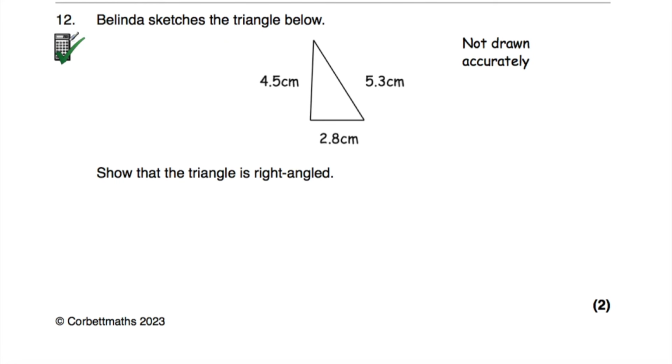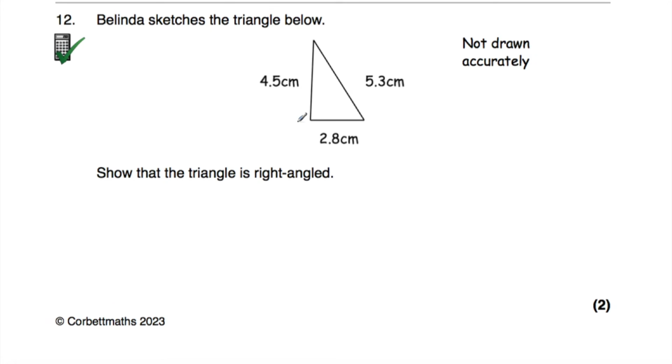Okay, let's have a look at question number 12. So question number 12 says, Belinda sketches the triangle below. So she sketches this triangle, and it says not drawn accurately, so she's just done a quick sketch, but the length of the sides should be 4.5 centimeters, 2.8 centimeters, and 5.3 centimeters. And the question says, show that the triangle is right angled. So we want to show that this triangle should be a right angle triangle.